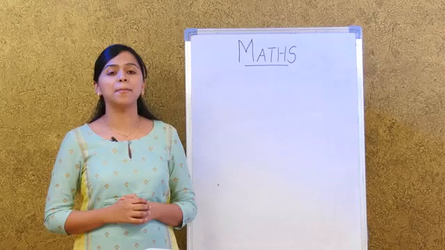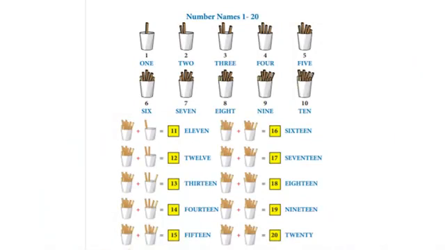Now let's look at number names. Do you remember the number names? Let's see. Let's start with 1. O-N-E is 1 and 2, T-W-O. T-H-R-E-E is 3. F-O-U-R is 4. F-I-V-E is 5 and 6, S-I-X. S-E-V-E-N is 7. E-I-G-H-T is 8. N-I-N-E is 9 and T-E-N is 10.